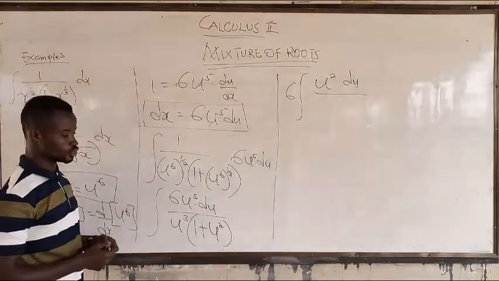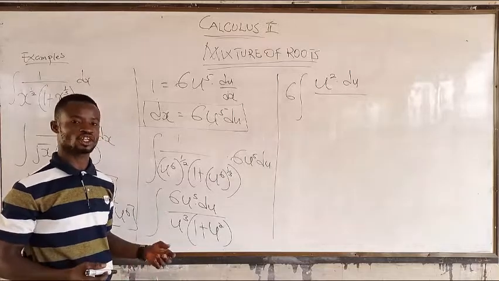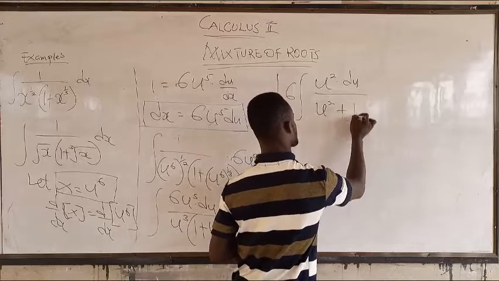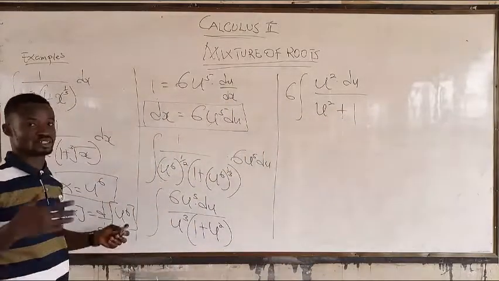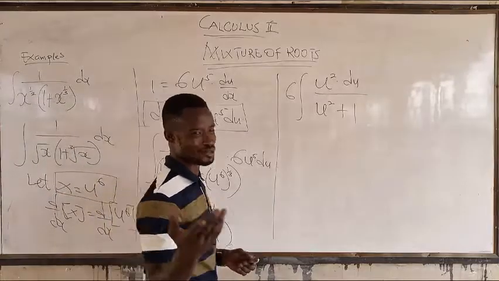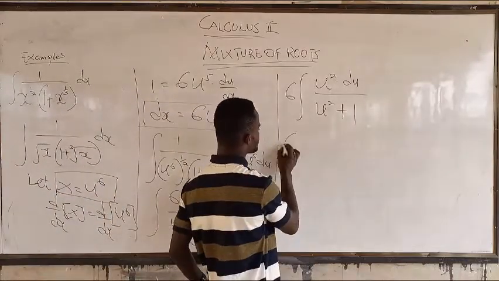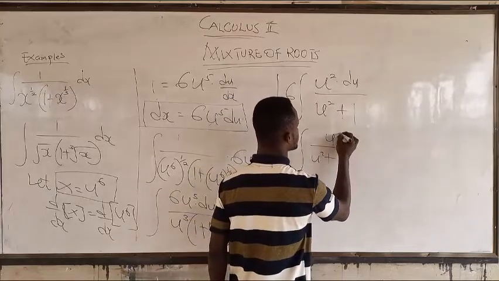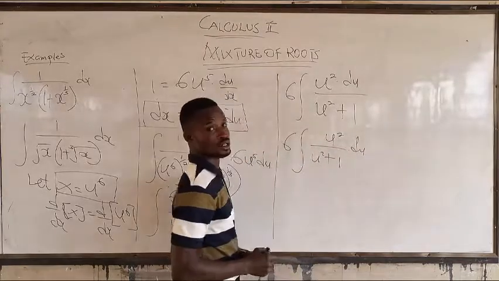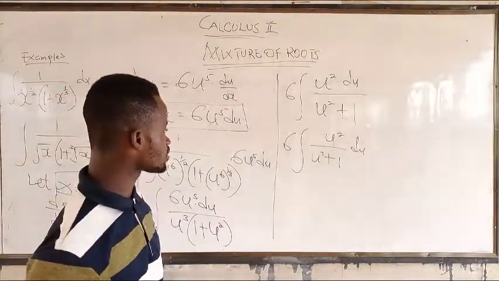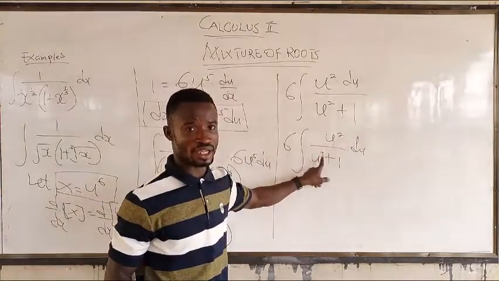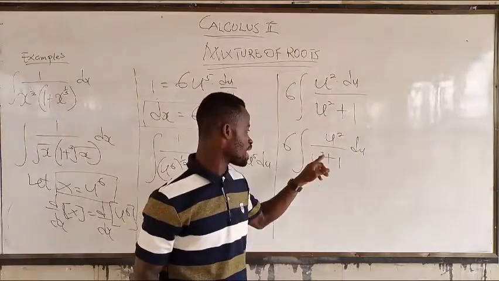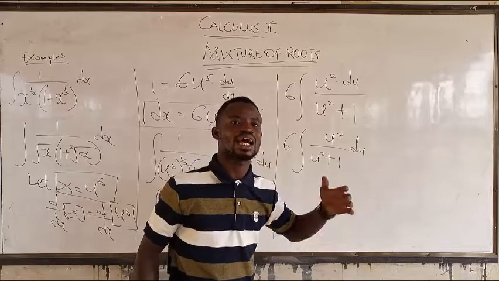U squared du. And the one on the denominator is going to be u squared plus 1. Please, 1 over u squared is the same as u squared plus 1. Don't worry yourself about it. So we have 6 integral of u squared over u squared plus 1 du. Now clearly you can see that the power here is the same as the power here. And if that is so, then we can create and destroy. Here is plus 1, so we can go by plus 1 minus 1.